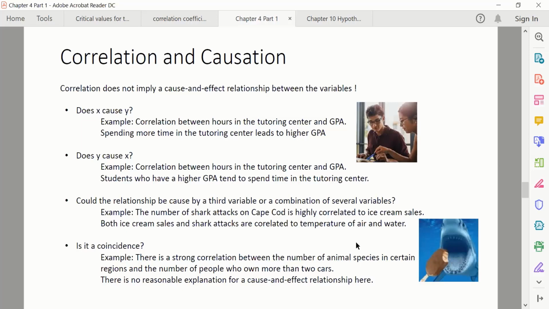And the fourth is it could just be a coincidence. So there's no other variable around. For example, there's a strong correlation between the number of animal species in certain regions and the number of people who own 2 cars. Those are not related at all. There's no variable you can find that actually causes both. They just happen to happen together. So there's no real explanation for cause and effect. So the big thing we say in stats is correlation is not causation.